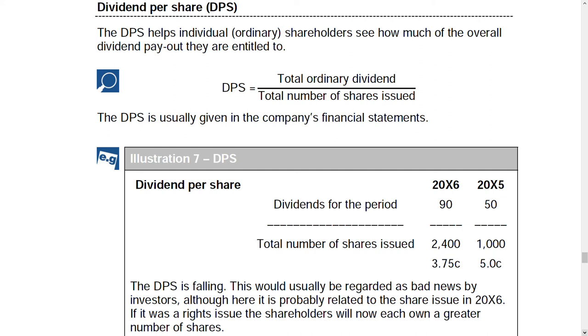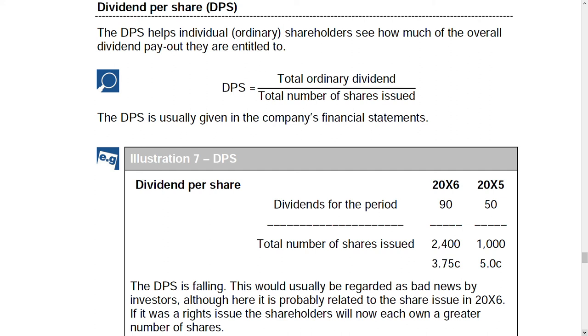And falling DPS, dividend per share, is a sign of a problem. That means the shareholders are not receiving enough dividend or enough share of the profit. So as a result, what does the company do? They try to maintain a stable and slowly rising dividend per share. How do they maintain that?